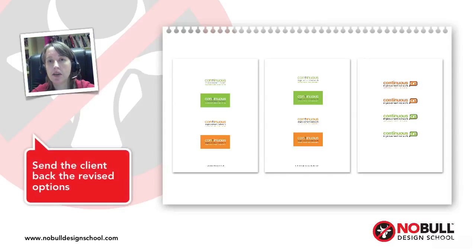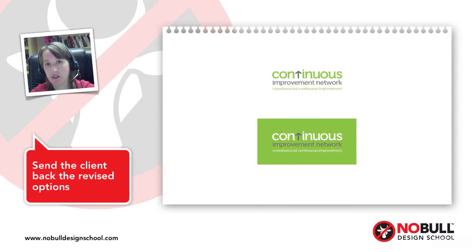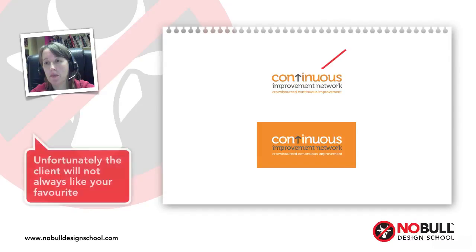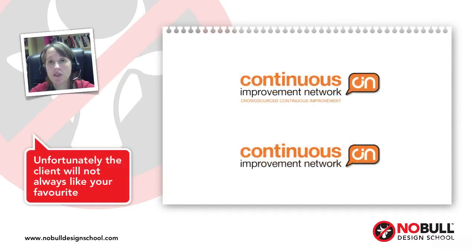So once you've done all the amends that the client asked for, get them all together on Pages again and save them as PDFs. Now I actually preferred the original version of the continuous improvement one, this one here. I actually preferred the capital letters, but the client preferred the new one. So his preferred option was the orange version of the one with the arrow here, the one I'm pointing to, but he did also still quite like the bubble version. So he asked me if I'd mind supplying both to him, which I did.